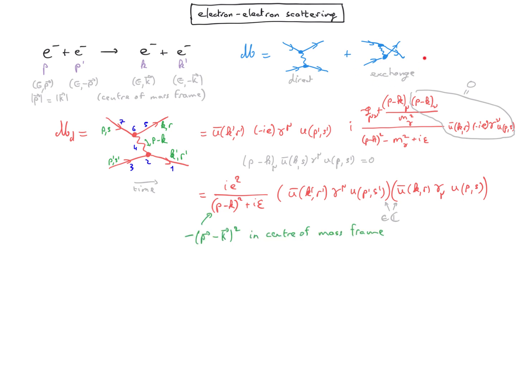The exchange term can be calculated in the same way. And now in order to get a cross-section, which is proportional to the probability for this process, we need to calculate the modulus squared of the amplitude.